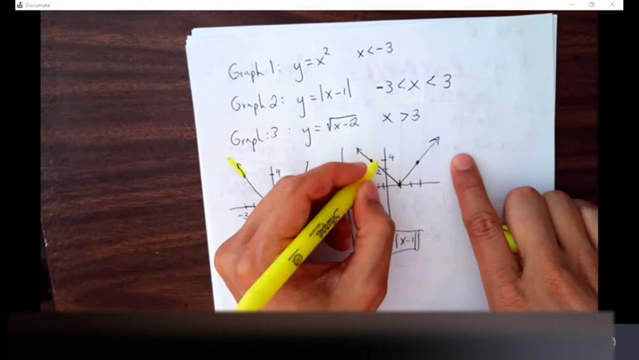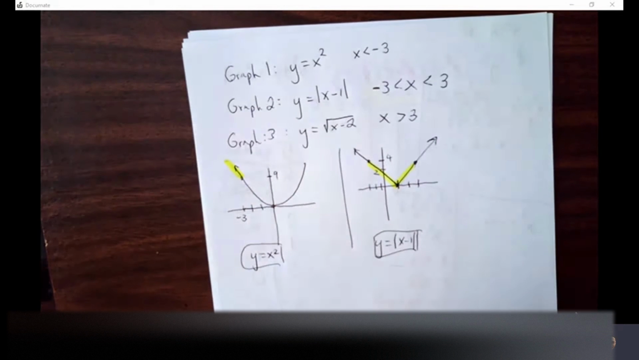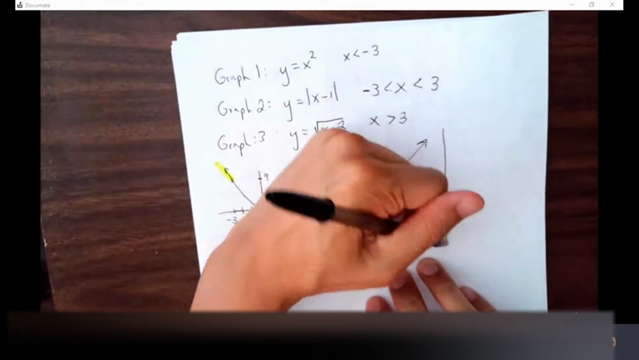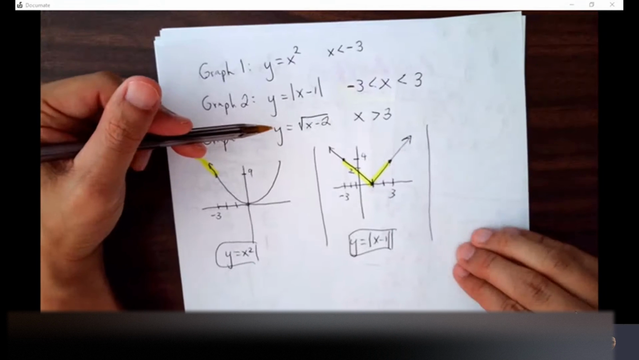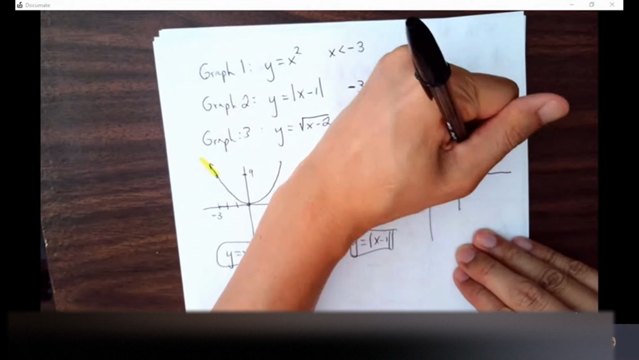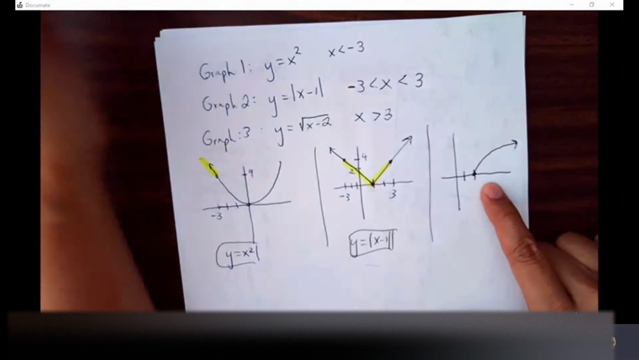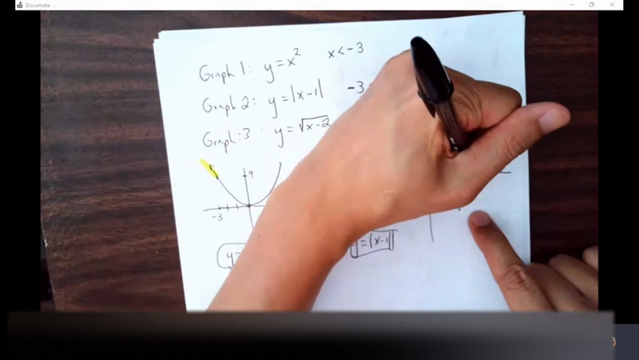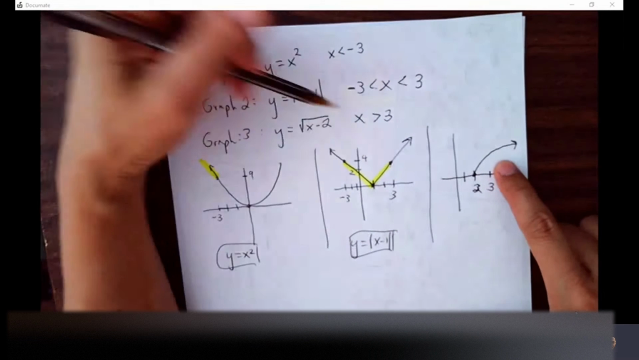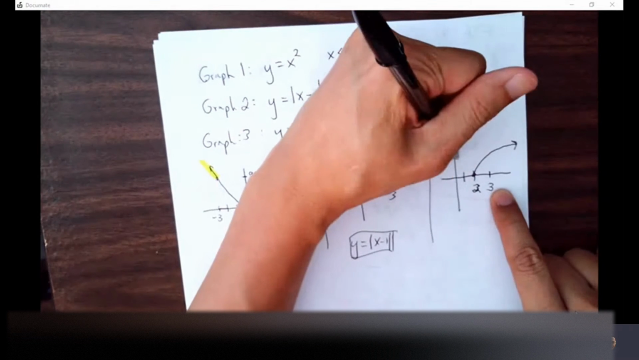If I only want to show between -3 and 3, then I only want this to show up in my piecewise function, because this is the graph that shows up between -3 and 3. And then finally, square root of x minus 2. The graph looks something like this. And I only want to show this graph to the right of 3. Even though the graph starts at 2, I only want the graph to show to the right of 3. So if I plug 3 in, 3 minus 2 is 1, square root of 1 is 1.